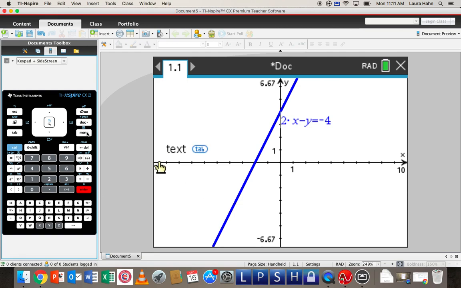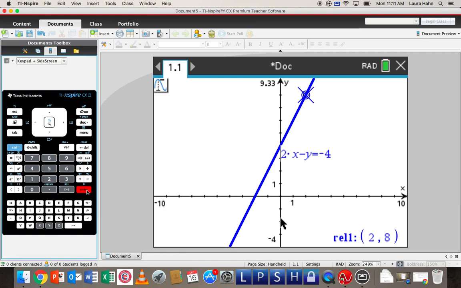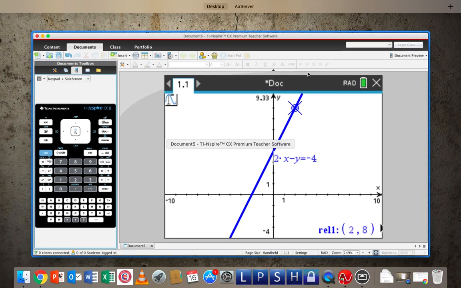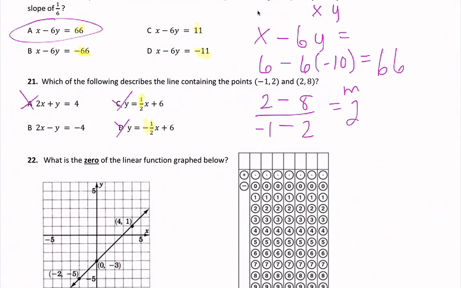All right, so I'm going to use Mini51 trace. The first x value from the point it gave me is -1, so I'm going to type in -1 and click enter. -1, 2. Perfect. This point matches. Never settle for 1. Always check both. So on my next point, 2, 8, the x value is 2, so I'm going to jump to where x is 2. Notice this one matches as well. So B is our answer.